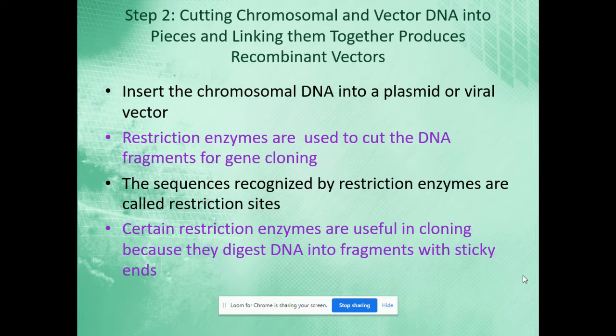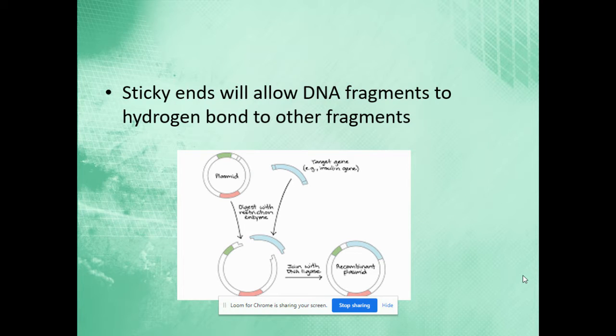Certain restriction enzymes are useful in cloning because they digest DNA into fragments with sticky ends, and those sticky ends can then be stuck to other things. So they can be hydrogen bonded with other fragments, and we can just take those genes and insert them into wherever we want them to be.